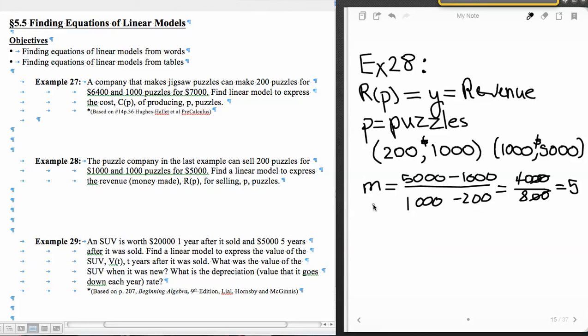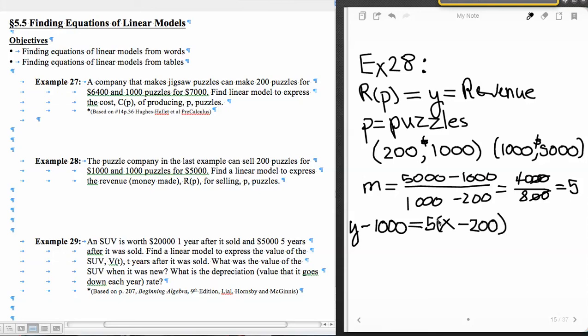So again, we're going to go to point slope form. So y minus, and my y is going to be minus one of my y coordinates in my ordered pair, so I'll choose one. I'm going to go ahead and choose the first ordered pair, so I'm going to use 1,000, and that's equal to my slope 5 times x minus my x coordinate of that ordered pair, which is 200.